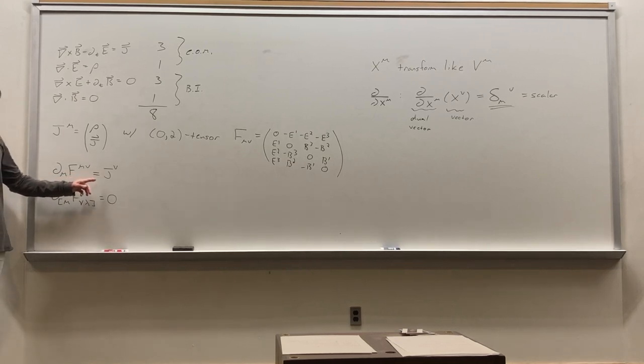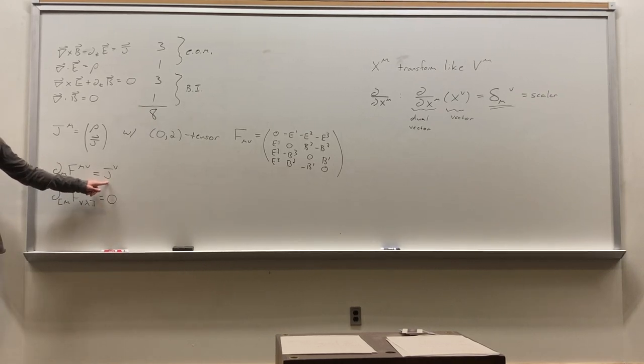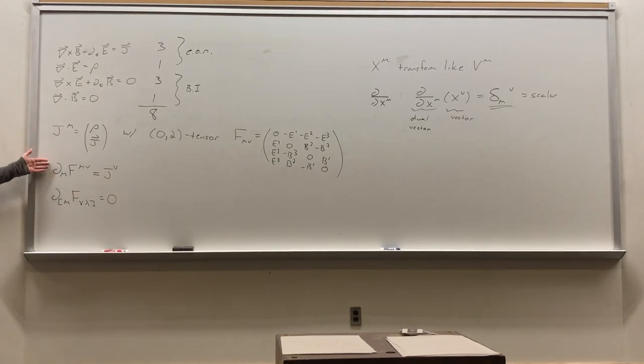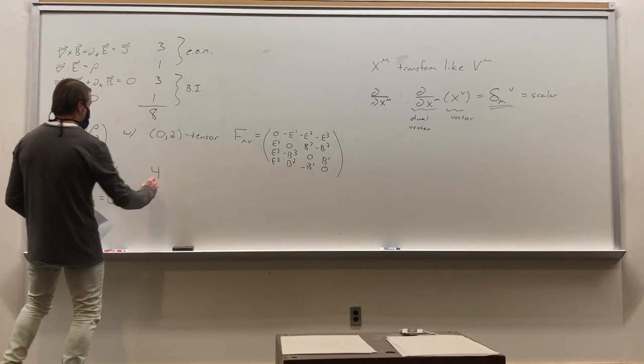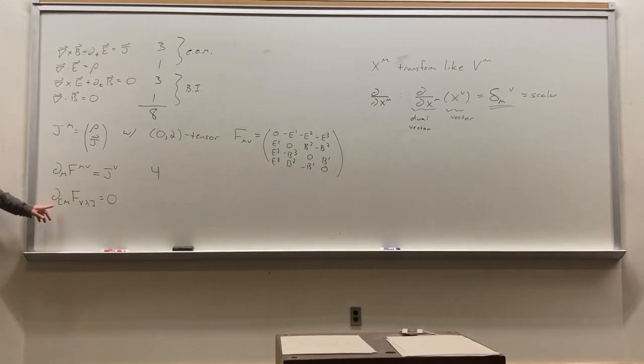Secondly, what does each side of this equation transform like? A vector, which has how many components? Four. So this is four expressions. It's a vector equals a vector. That means each component is equal to the component of the other vector. So that's four equations now that we're working in four dimensions. So this has got four. What about this one?